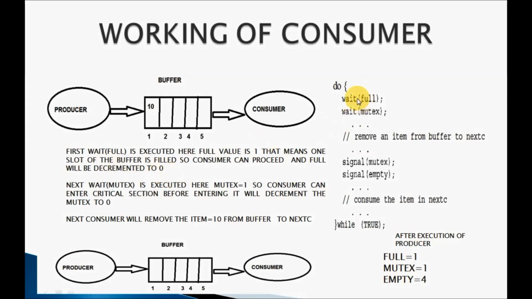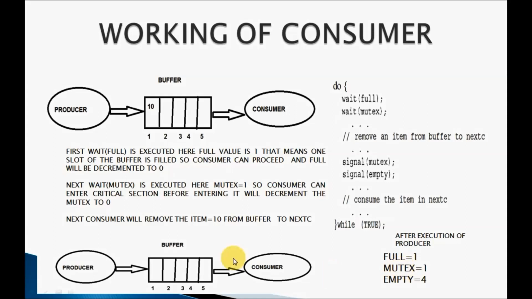Because you know that wait of full. Wait means what? You are going to decrement the value. Consumer can proceed obviously, but along with proceeding, it will decrement the value of full to 0. Now the value of full is changed from 1 to 0. But consumer will proceed obviously. Next, what is the next statement? Wait of mutex. Next, wait of mutex is executed. Here mutex value is 1. You know that.